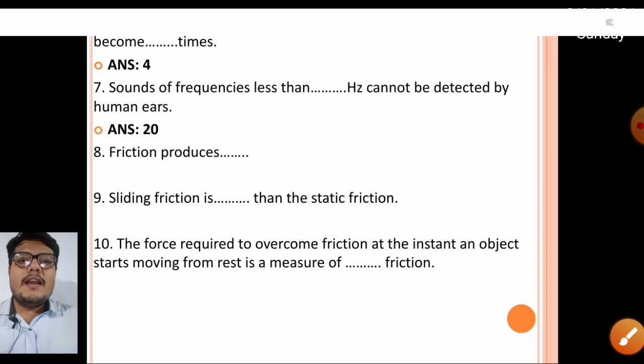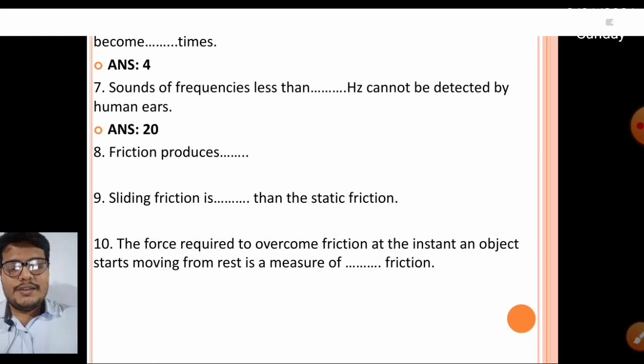Friction produces blank. This is the third, fourth or fifth time in the paper, right? In question answer also, it is not direct, but in some application type questions they are asking friction produces blank, so that is heat simply, right? In the explanation also.